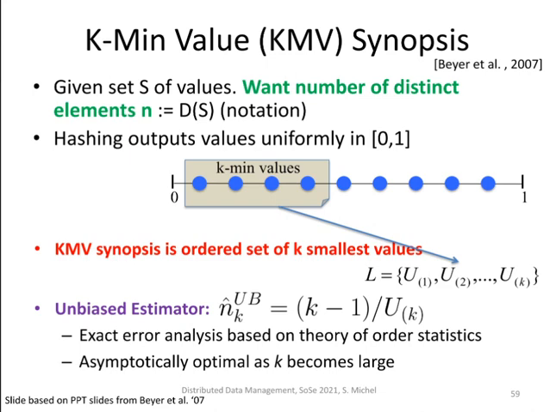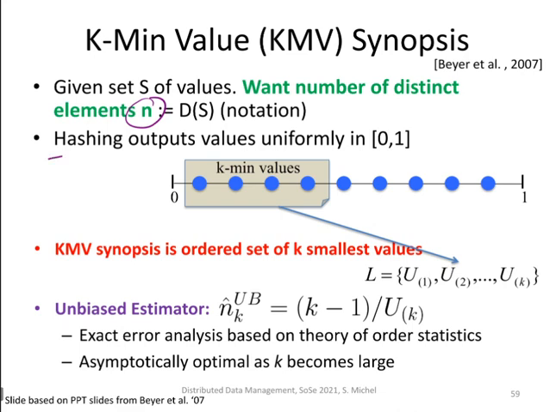The last sketch we want to investigate here is the k-minimum value, KMV sketch. Like for the Flajolet-Martin sketch, we are interested in estimating the number of distinct elements n of a multiset or stream S. So let's see how this works.